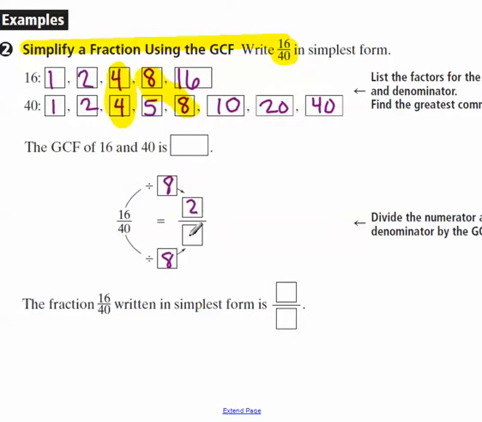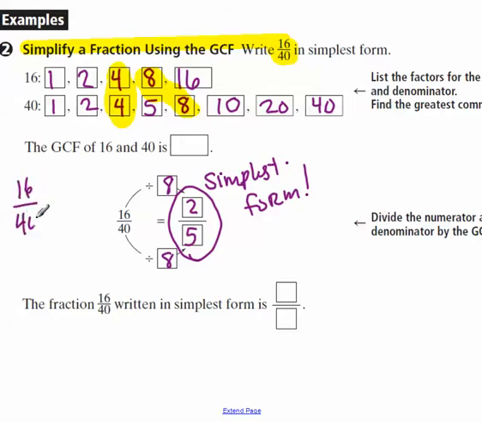16 divided by 8 is 2. 40 divided by 8 is 5. This cannot be simplified anymore, so it's in simplest form. Now, what if we did divide by 4? We'd have 4/10, and we know that those are even numbers, so they can be divided again. So dividing by the greatest common factor is the most efficient way, so we only have to do a division problem one time instead of 2 times. So our simplest form is 2/5.